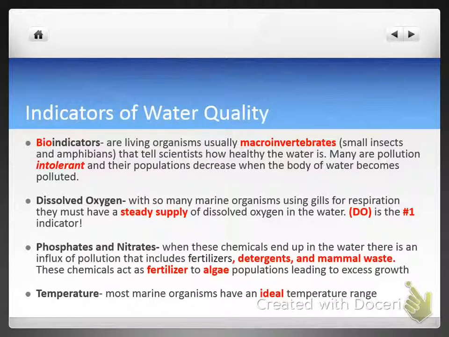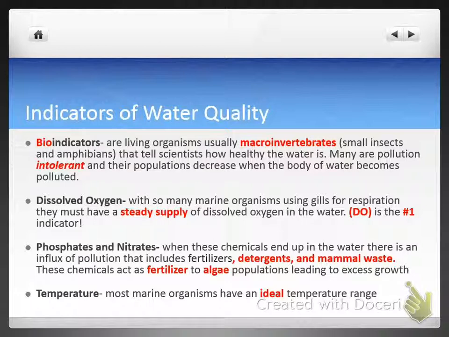One of the first indicators of water quality is bio, or living things in the water. Usually we're talking about macroinvertebrates, which means small insects and amphibians, your crustaceans like crayfish, and salamanders. They can be seen by the naked eye. They're not very large organisms, but they are important because they are those first level consumers living in the water, and they're important to the food chain.